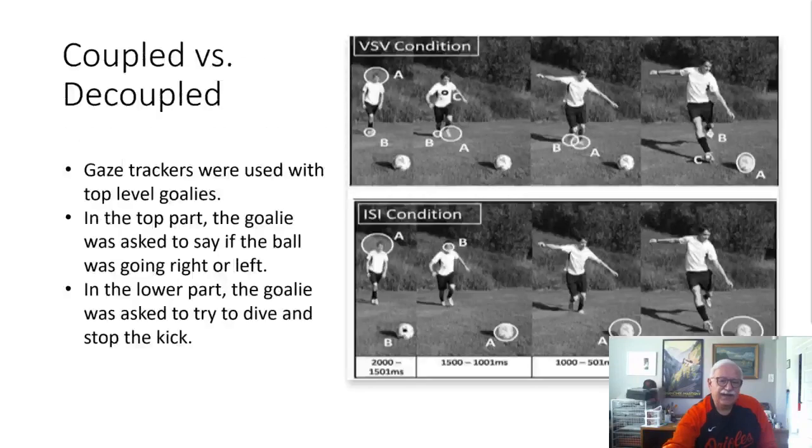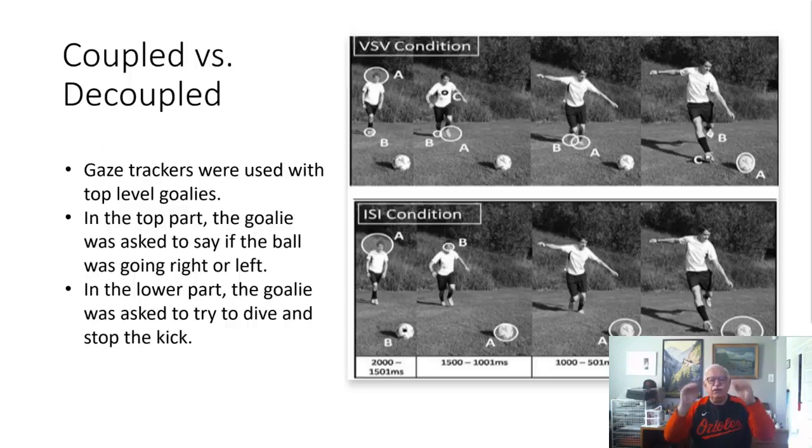So this next slide gets into something very, very interesting. And what he called here was coupled versus decoupled movements. And I'll explain the slide to you. So what they used was eye movement gaze trackers on goalies. And this is what you have above, the picture of where the eye movements were of the players that were asked to do two different things.